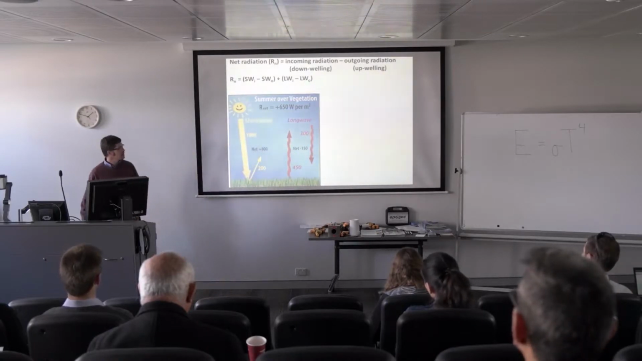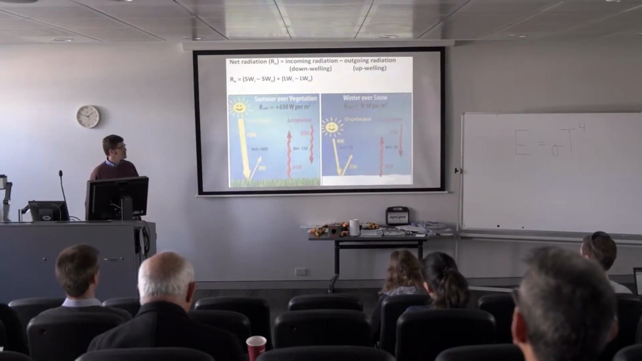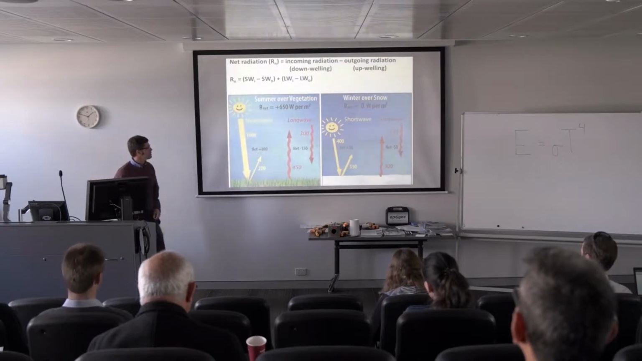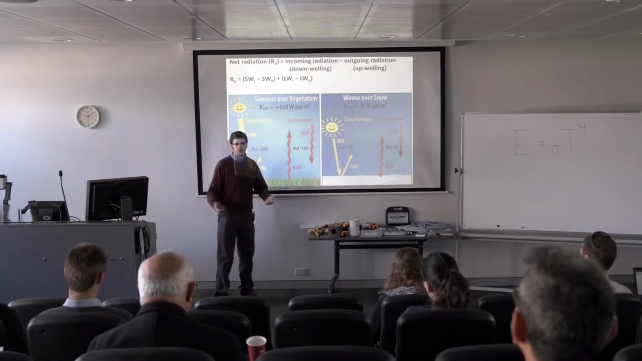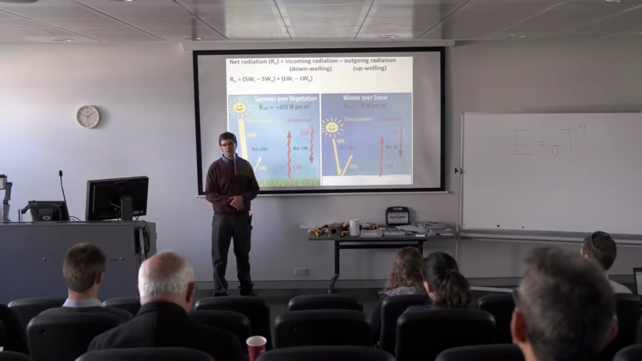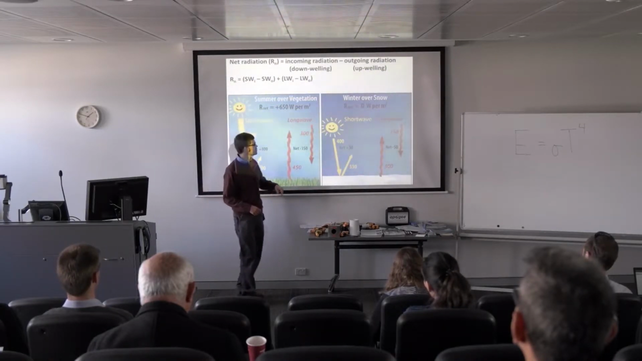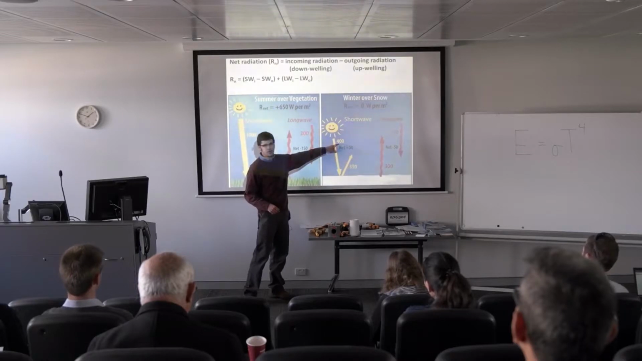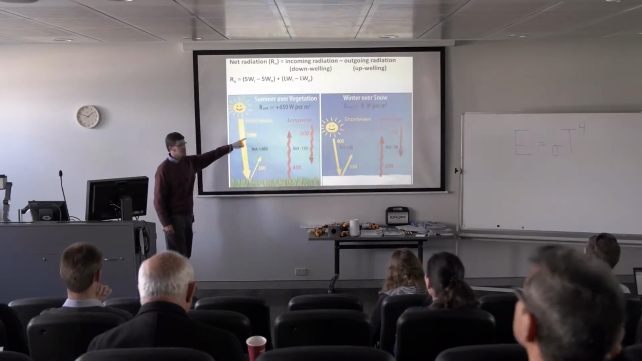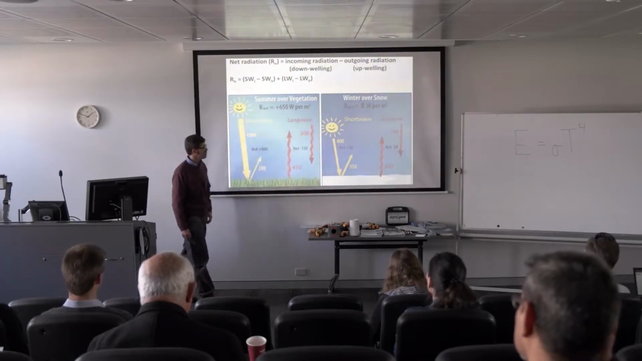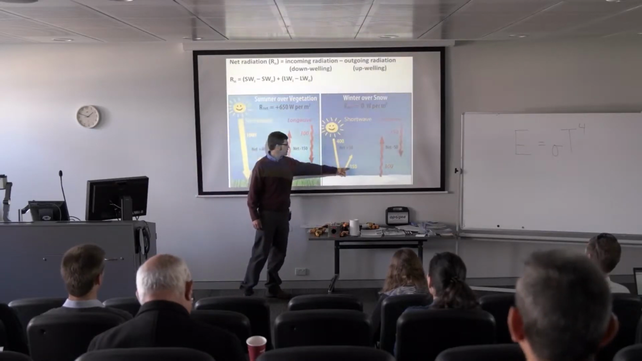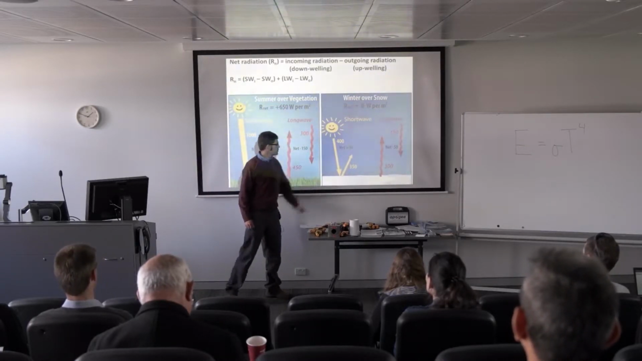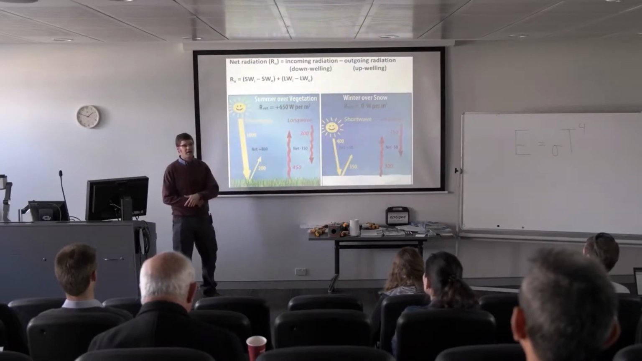And so now if we look at reasonable values for the middle of the winter, in the middle of the day, over a snow-covered surface, incoming shortwave is only about 40% of what it is in the summer, 400 watts per meter squared. The reflected component is a lot bigger, because the snow has a high albedo.